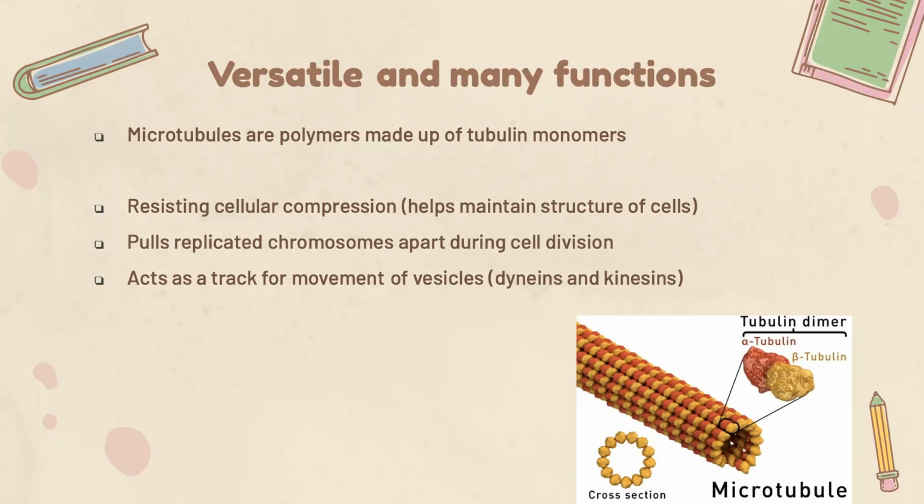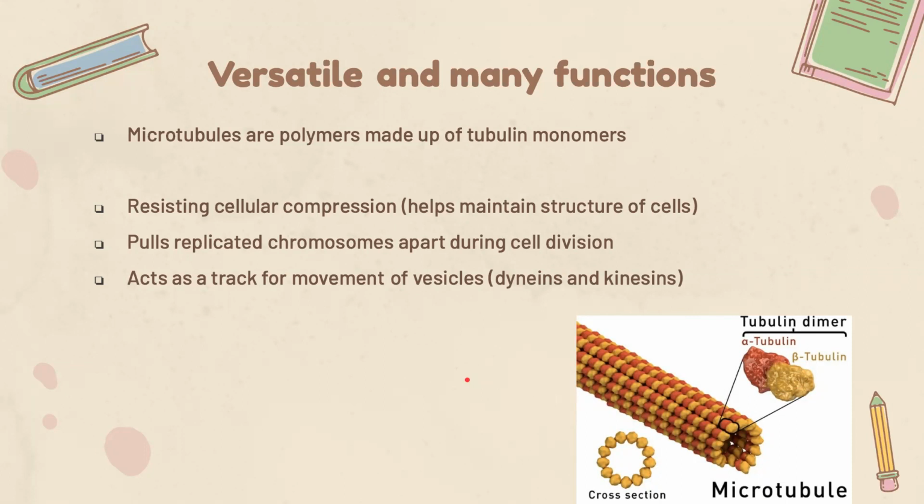Microtubules are very versatile and they have a lot of functions. So specifically to talk about what they are, they're polymers. So that means they're made up of tubulin monomers. I think the next slide is going to go into a little bit more about tubulin, but if you see over here, each monomer of tubulin comes together to make a dimer. So you have your alpha and your beta tubulin, and then a bunch of these tubulin dimers all come together to make a microtubule, which is a polymer.